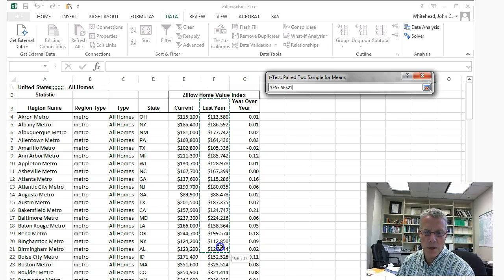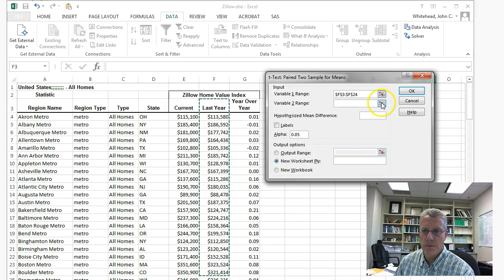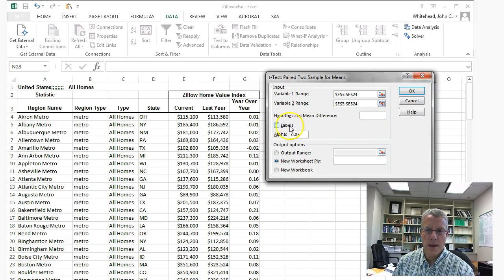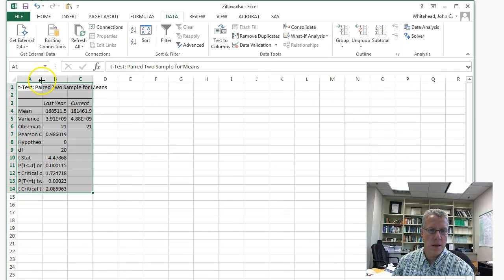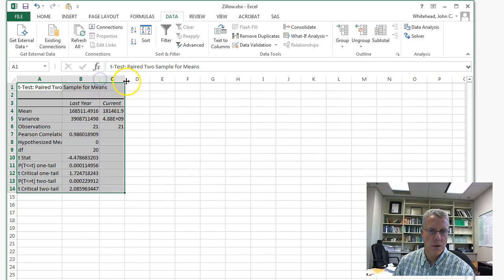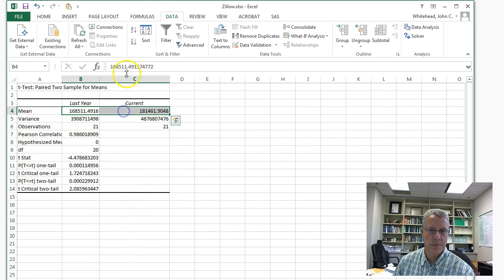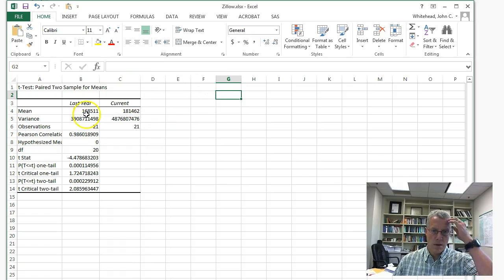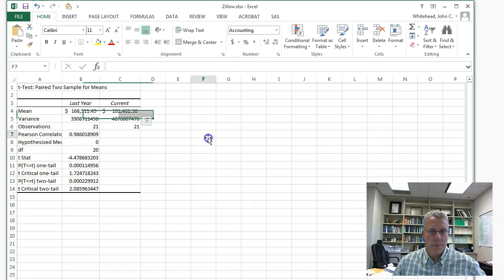So let's call variable 1 the last year data, and I'll go down to Boulder, Colorado. And then for variable 2 range, we'll do the same thing for current year data. And I highlighted the third row, so we have labels there, and just click on OK. And the result pops up in another window. Make that bigger. I'll make that dollars.